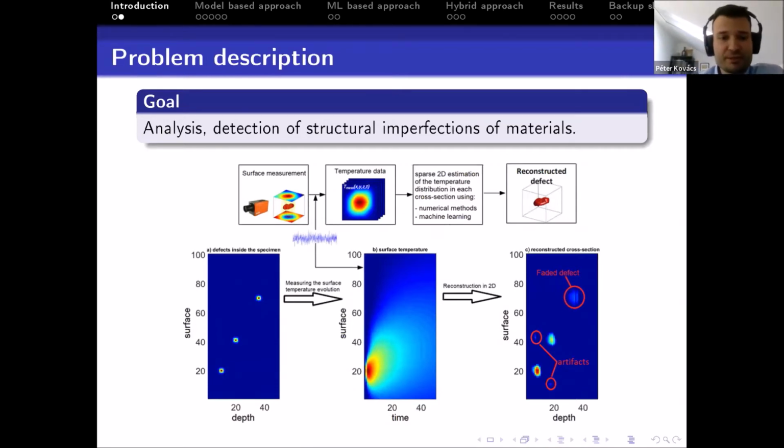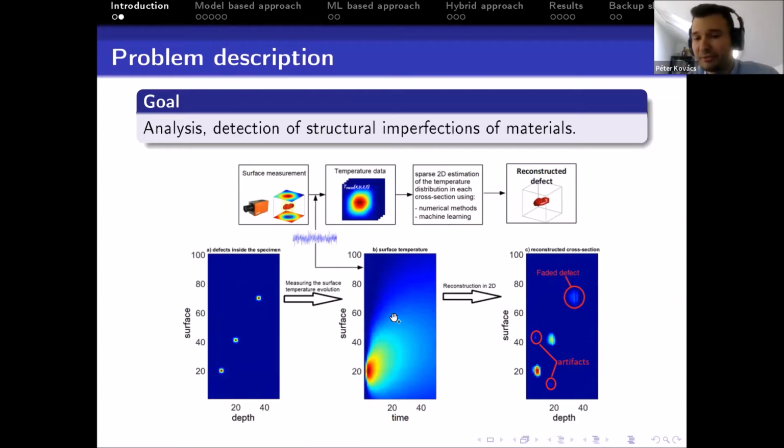At the bottom figure, you can see an example, a simulated 2D example, where the horizontal axis represents the depth and the vertical axis represents the surface. And we placed 3-point defects into the material with increasing depths. And if we start to simulate the heating of this 2D specimen, we can measure the temperature evolution in time on the surface, which results in an image that you can see in the middle.